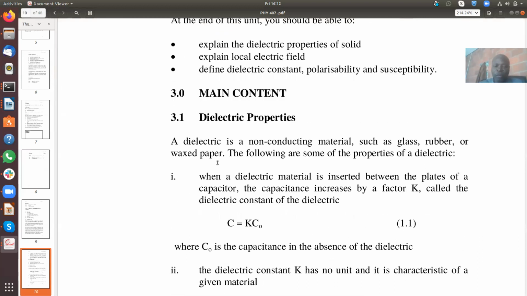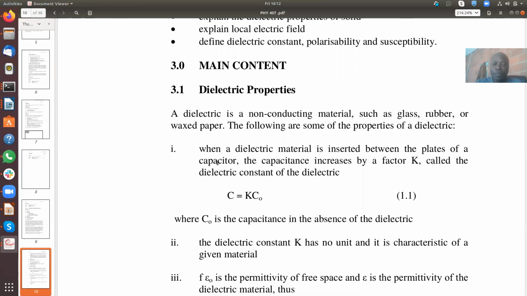So the question now is, what are dielectric properties? A dielectric is a non-conducting material, such as glass, rubber, or waxed paper. The following are some of the properties of dielectrics. One, when a dielectric material is inserted between the plates of a capacitor, the capacitance increases by a factor K, called the dielectric constant of the dielectric, which is written mathematically in equation 1.1 as C = K C0. C0 here is the capacitance in the absence of the dielectric. Two, the dielectric constant K has no unit, and it is characteristic of a given material.